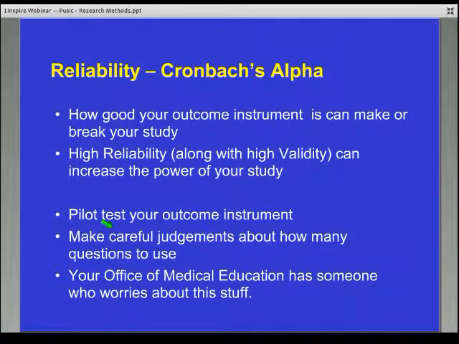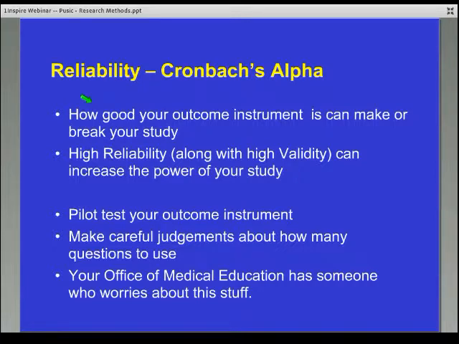So in summary here, the Cronbach's alpha gives you a sense of how good your outcome instrument is in terms of reproducibility. Your outcome instrument has to go through some validity checks, but if it's not reliable, even if it is valid, you're going to have a hard time proving what you want to prove. So my advice is to pilot test your outcome instrument and pay attention to that and make careful judgments about how many questions you're going to use. It's difficult to get people to sit still for exams, and yet in order for you to make sense of your results, you're going to need a tight confidence interval to do that.